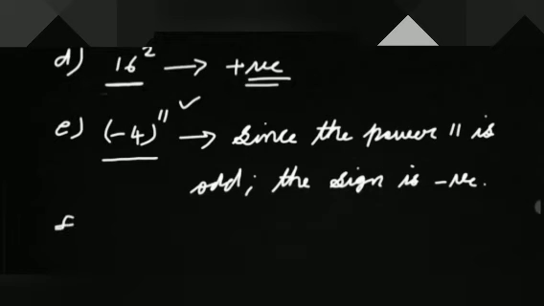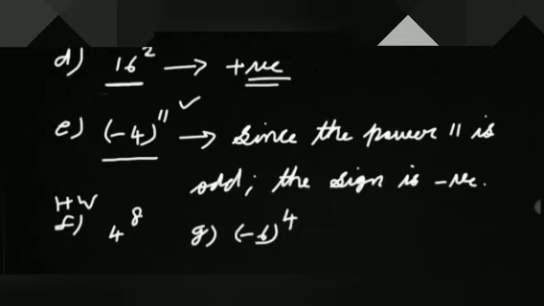Okay, F, G, H are homeworks. F, homework: 4 raised to 8. G, the question is minus 6 raised to 4. H, also homework, the question is minus 11 raised to 3. Three homeworks are there from this session.